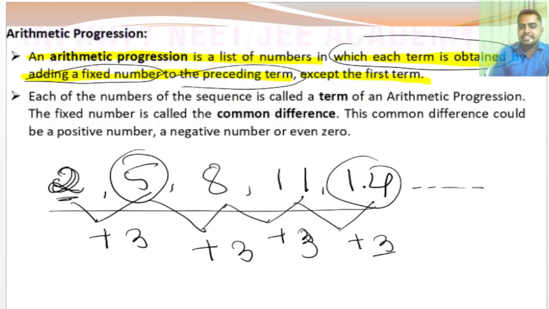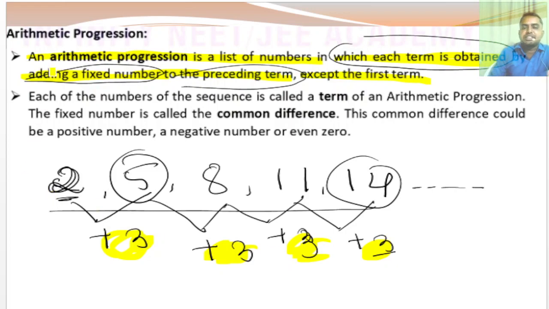The first case is what? It is a list of numbers 2, 5, 8, 11, 14 in which each term is obtained by adding a fixed number. We are adding what? A fixed number. What is that fixed number? 3 is the fixed number here. 3 is the fixed number added to the preceding terms. Backside terms we are adding, except the first term.